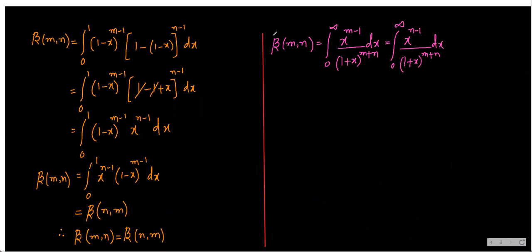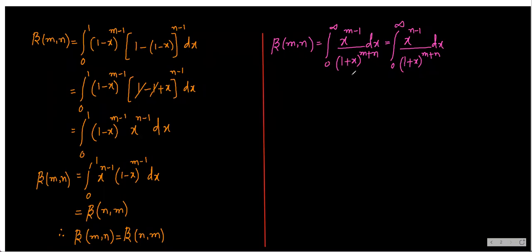It is very important, boss. ये एग्जाम में बहुत बार पूछा है. Beta of m comma n is equal to integral 0 to infinity x to the power of m minus 1 by 1 plus x whole to the power of m plus n. Now I am going to write the proof.